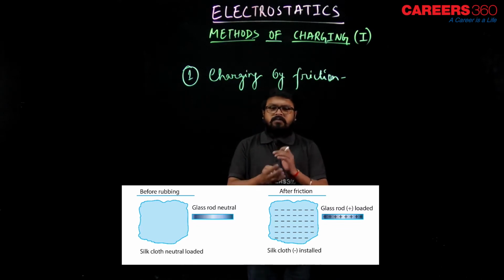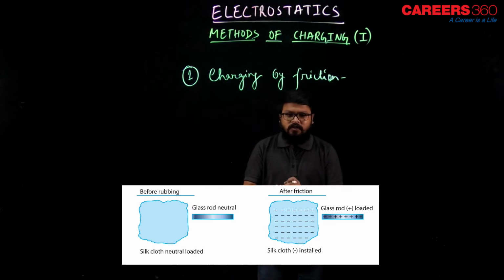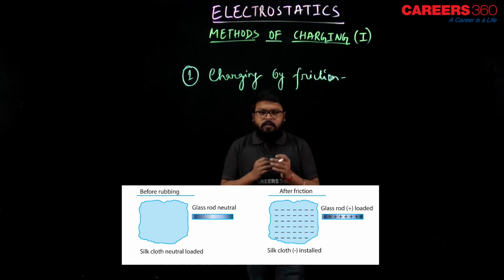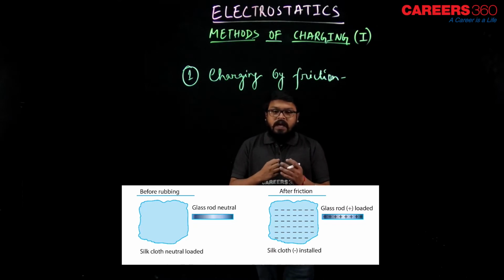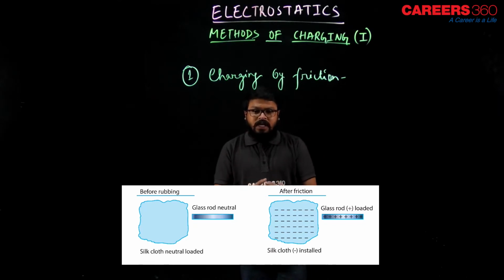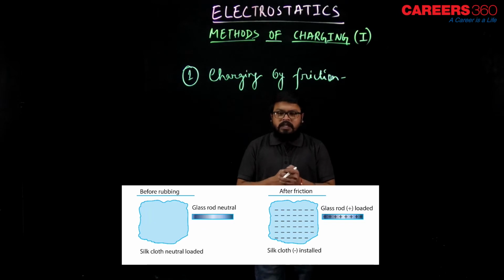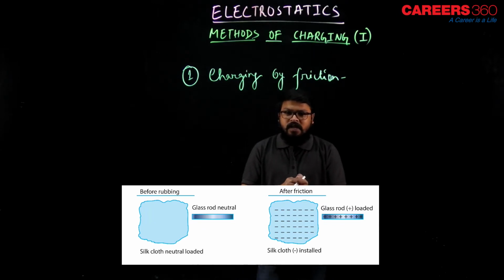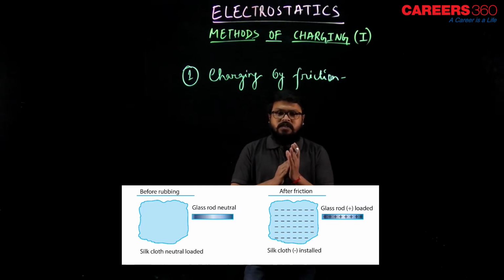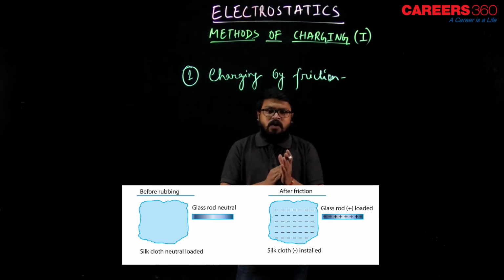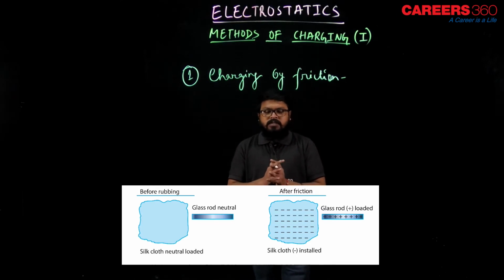So this is the property of the substance over here. Silk cloth has the property to accept electrons, whereas the glass rod will have the property to lose electrons. So this depends upon the type of substances which we consider in the pairs, before rubbing and after rubbing. When we rub two substances, one substance will become positively charged and the other will become negatively charged.